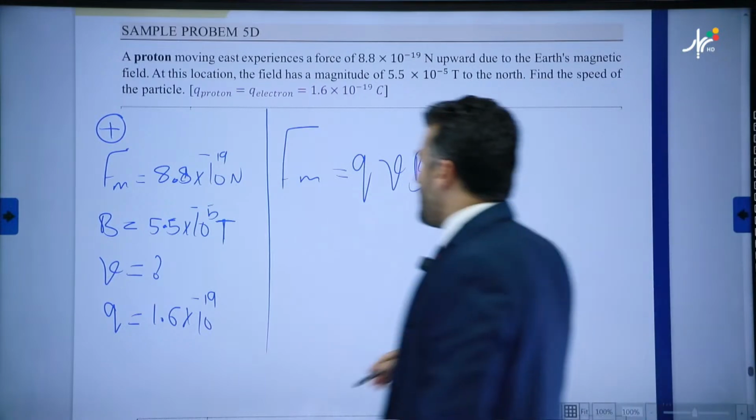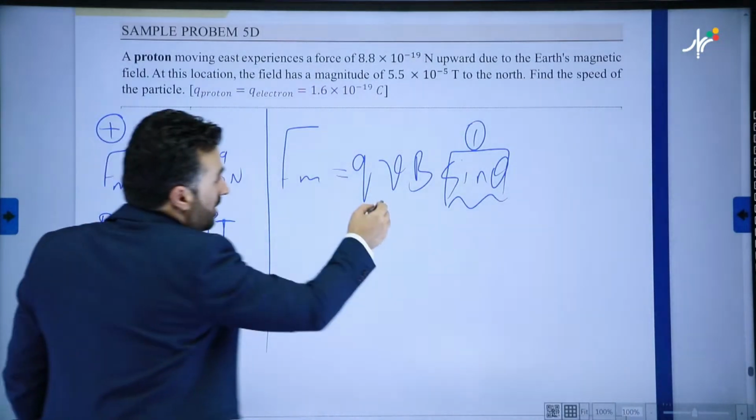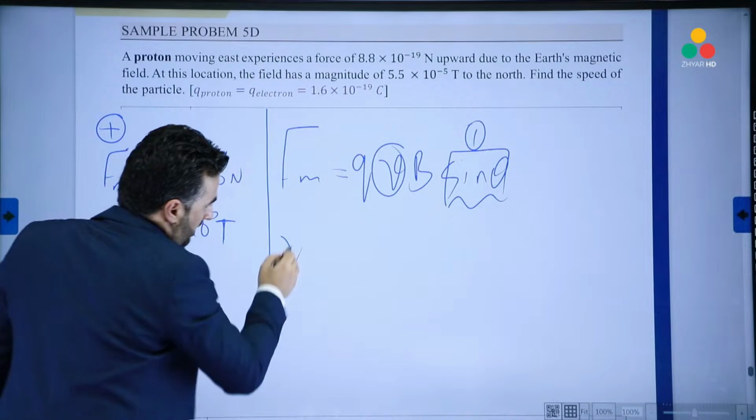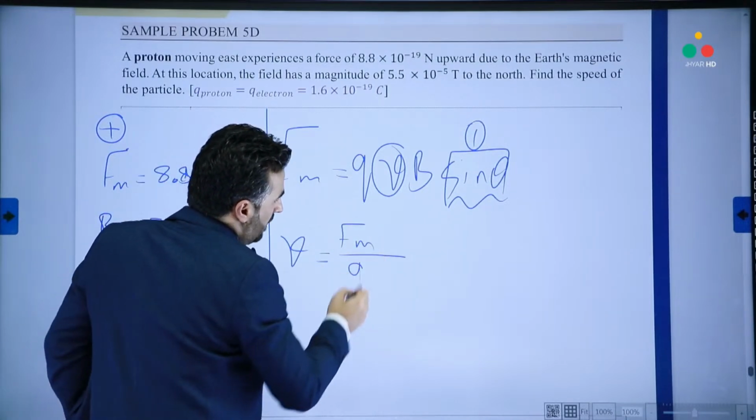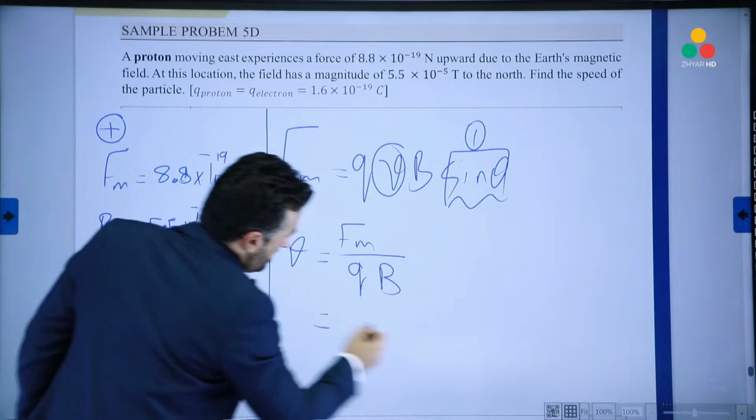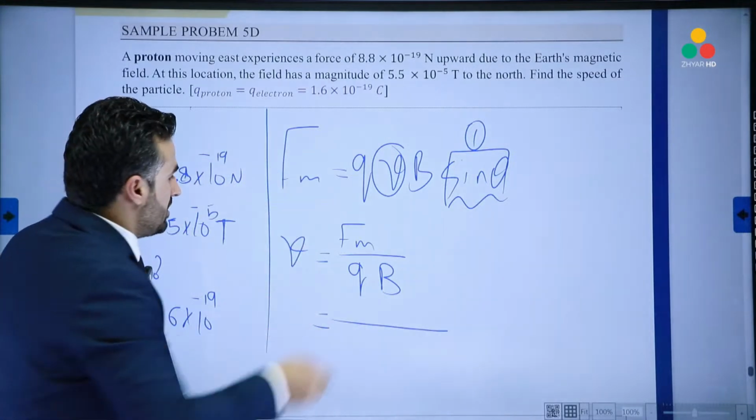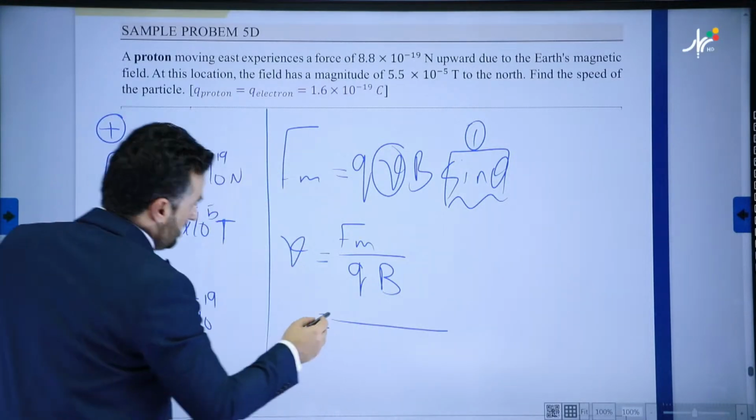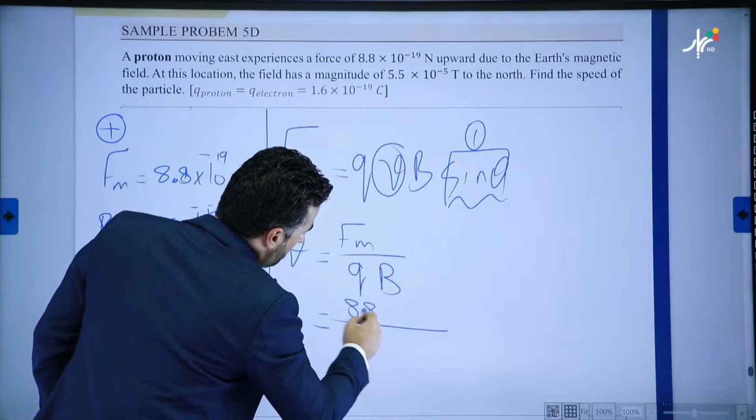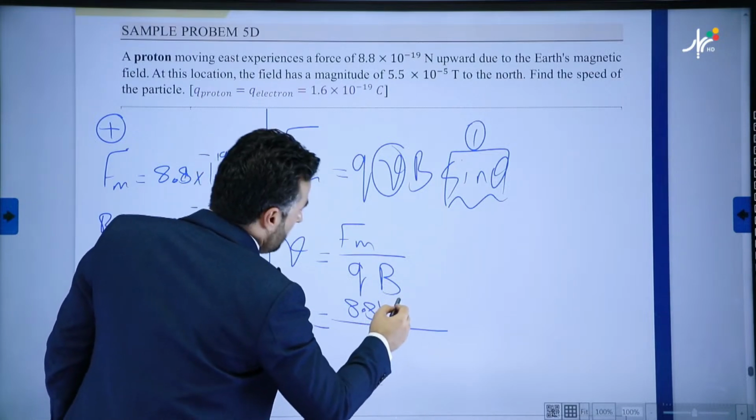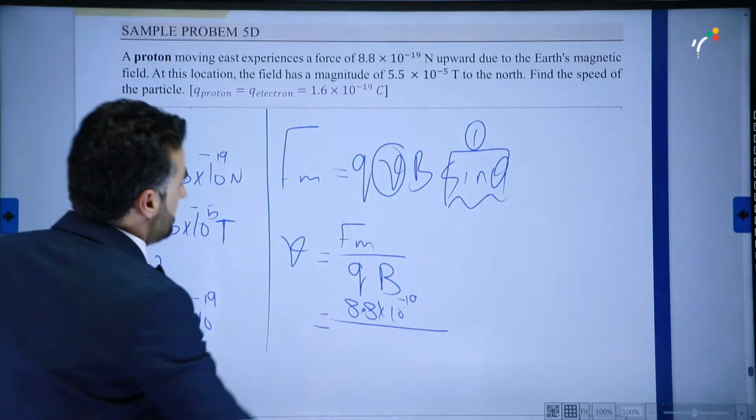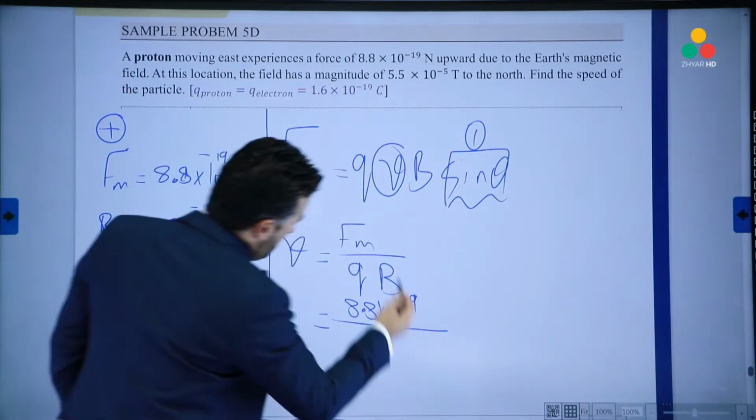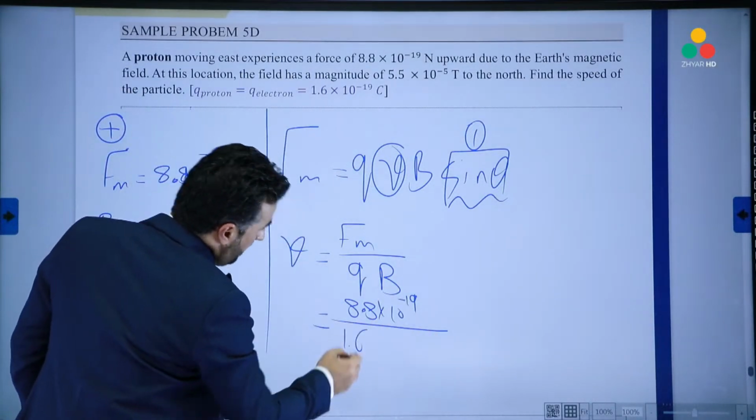All right, so this part is 1 now. So we want the velocity, yeah? So of course, make this velocity the subject here. So velocity equals F magnetic over QB, yeah? And then of course, plug in the numbers, and you will get the answer. So the force is 8.8 times 10 to the power negative 19. Yeah, it is negative 19. Okay, that is the force. What about the charges? Basically, they will be given.